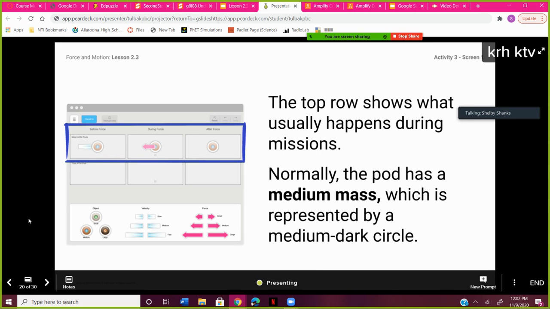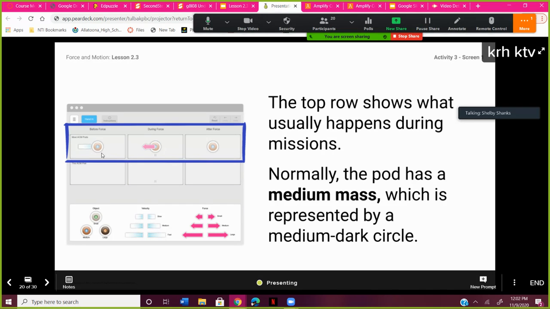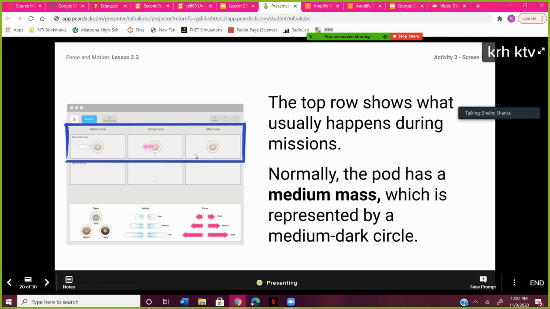All right, so this top row, squared off in blue, shows what usually happens during the missions. You have a medium force moving a medium mass object, then a medium velocity with a medium mass object. You have a medium force acting against that object to make it stop. So this after force is showing me that it is not moving.